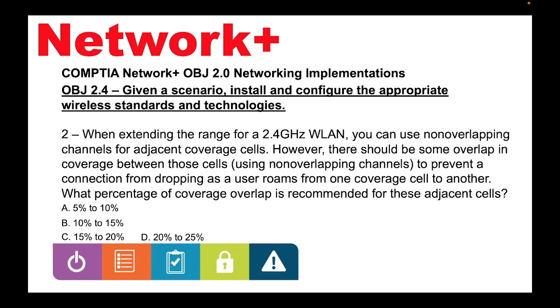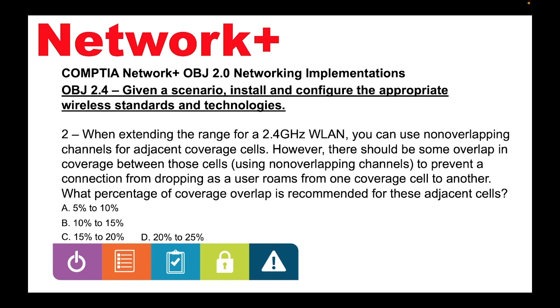Question 2. When extending the range for a 2.4 GHz WLAN, you can use non-overlapping channels for adjacent coverage cells. However, there should be some overlap in coverage between those cells using non-overlapping channels to prevent a connection from dropping as a user roams from one coverage cell to another. What percentage of coverage overlap is recommended for these adjacent cells?